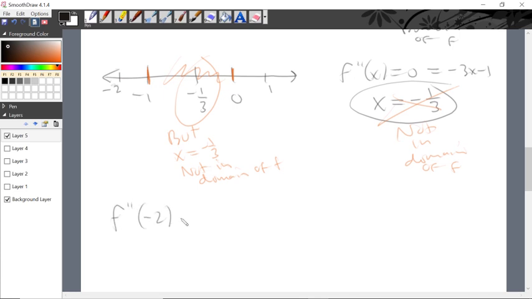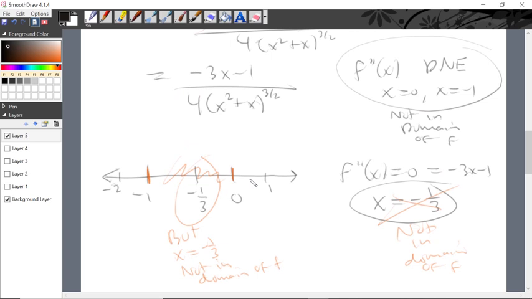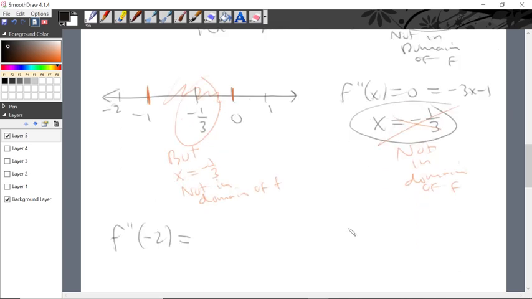F double prime of negative 2. Okay, here it is right here. All right, I'll write it down here again. F double prime of x is negative 3x minus 1 over 4 quantity x squared plus x to the 3/2.